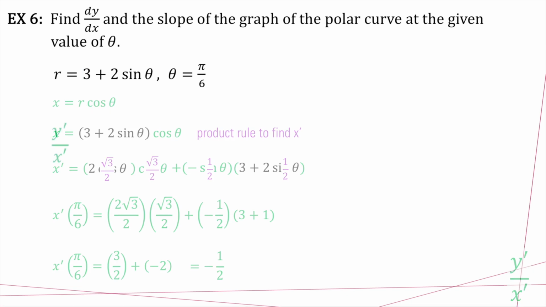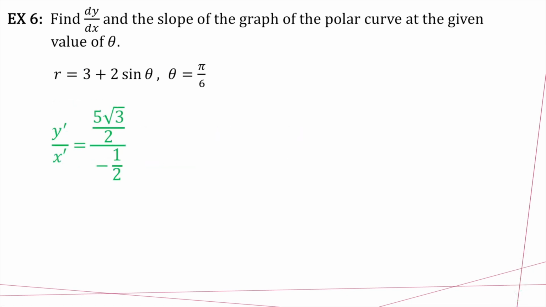We'll put all that together for y prime over x prime. Clean that up a little bit. We get negative 5 root 3. Of course, right? Clearly, simple as that.